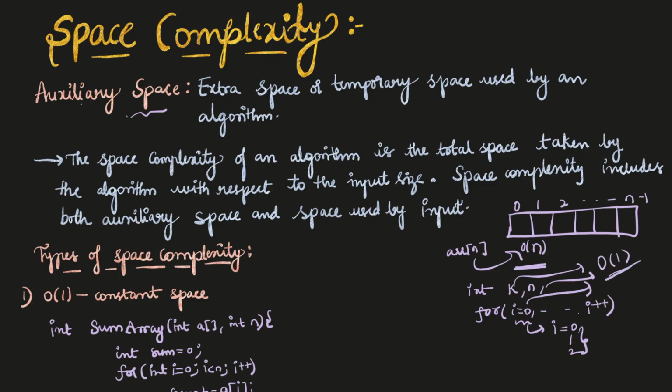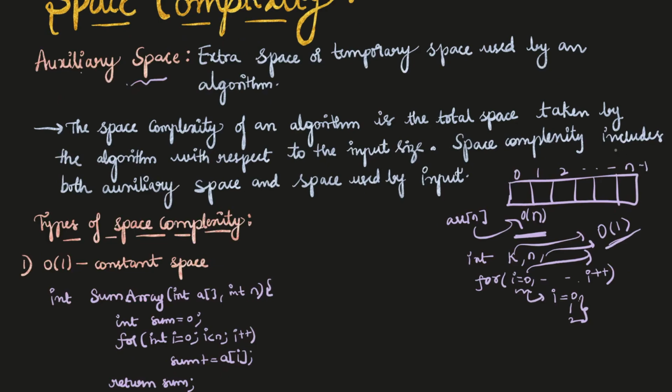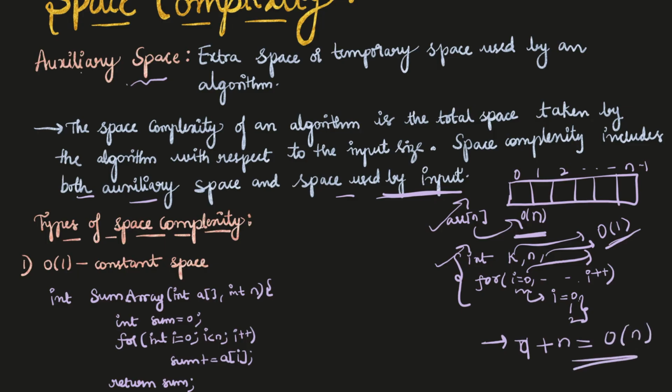So now, space complexity includes both auxiliary space and also the space used by input. So it would take the single variables as well as the array. So the total space complexity including the array part and the single integer parts would be 1 plus n. So therefore the total space complexity would be order of n. So this is how you calculate. That's the reason it says both auxiliary space as well as space used by input.